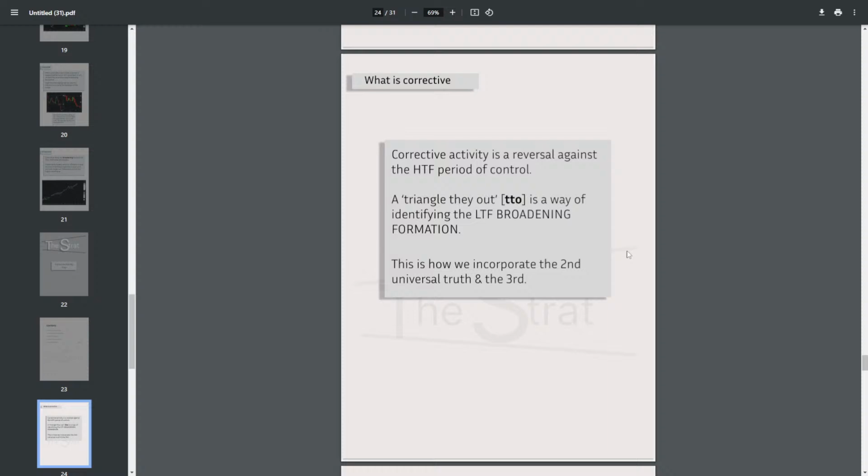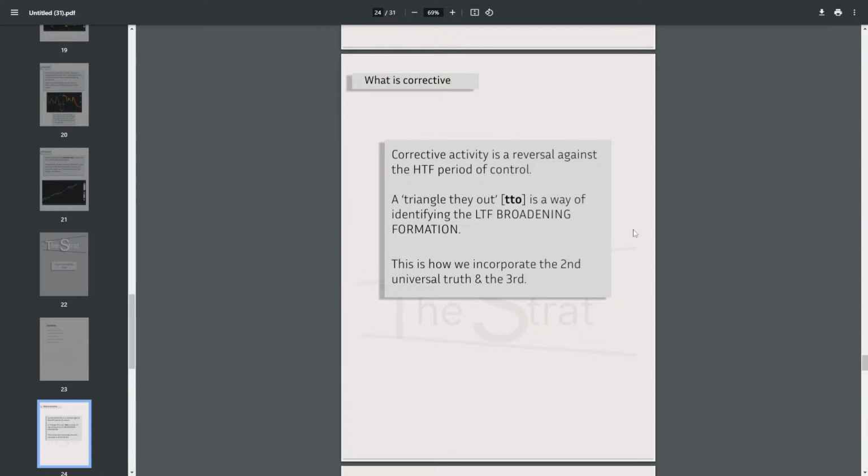So what is corrective activity? Corrective activity is going to be a reversal against a higher time frame period of control. When we identify continuity, we're identifying who's in control. So if the day, the week, the month are all green and the 60 is red, that's triangle out, because at that point it's too conflicted. It's only the 60-minute basis. That would be an example of corrective activity against a period of control: 3 time frames up and then 1 time frame down.